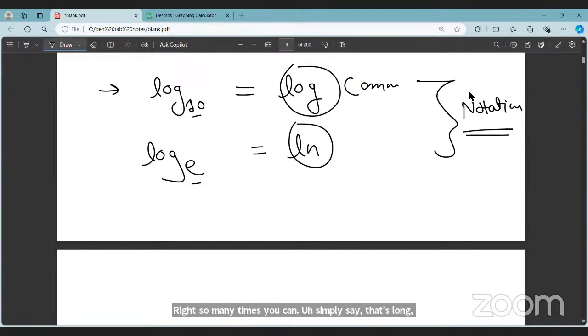And when do we use log e? In so many applications it occurs. In engineering, there are so many cases where log base e comes into the picture. That's why we consider it.